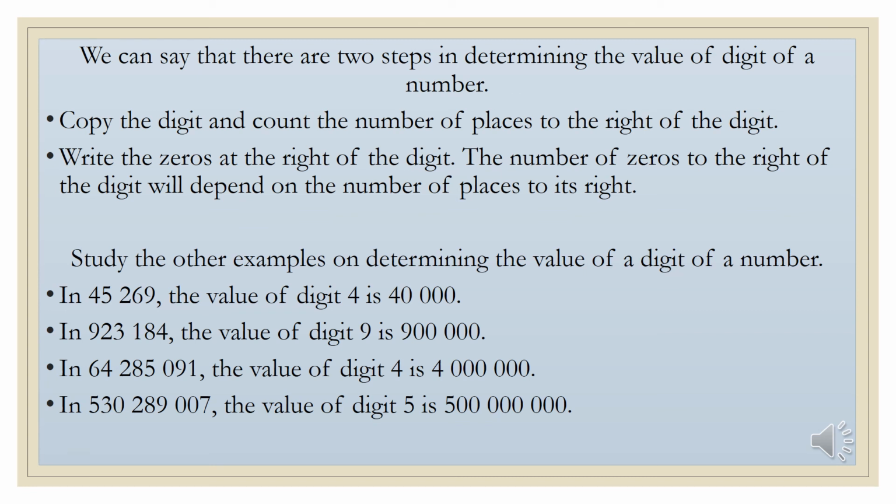In 45,269, the value of digit 4 is 40,000. In 923,184, the value of digit 9 is 900,000. In 64,285,091, the value of digit 4 is 4 million. In 530,289,007, the value of digit 5 is 500 million.